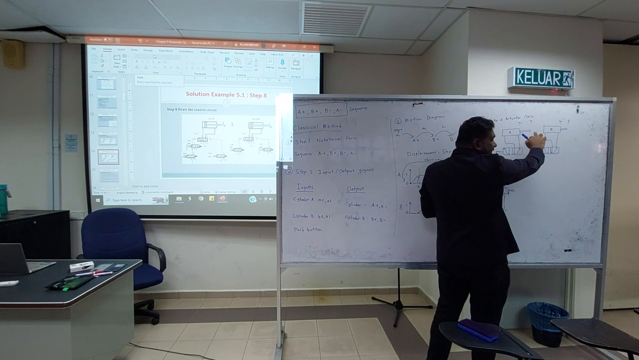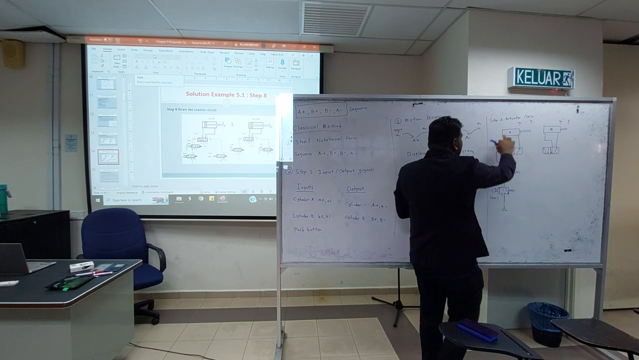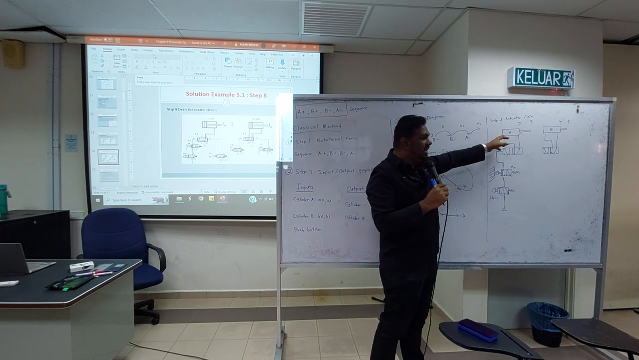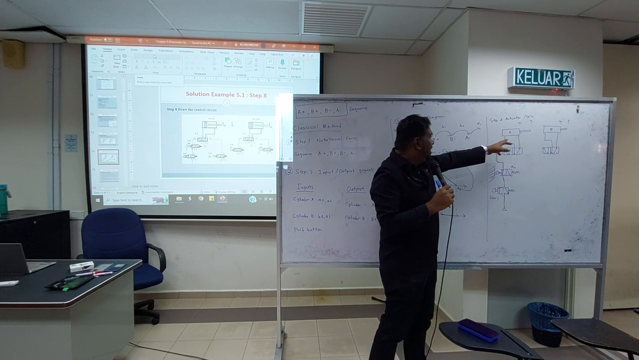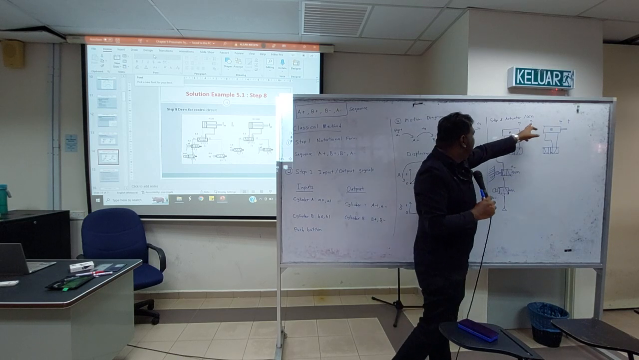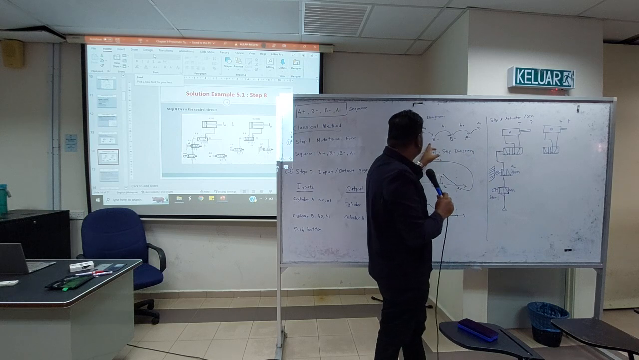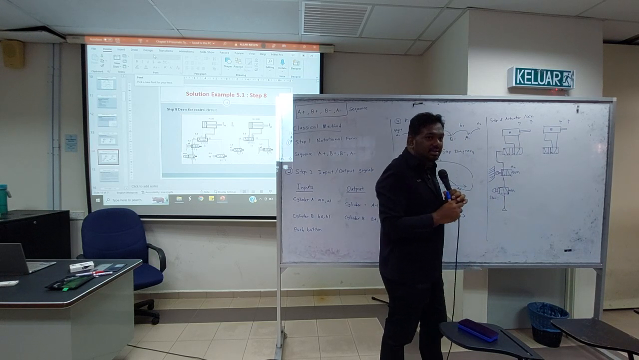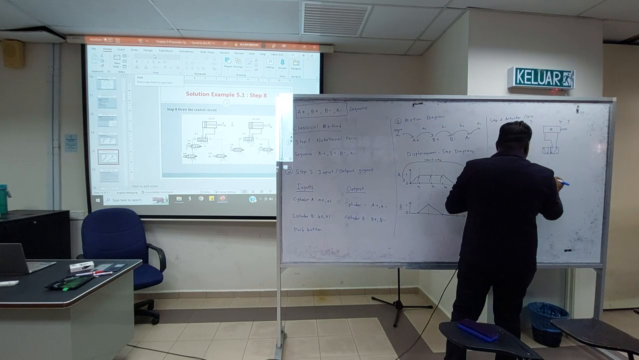Your cylinder A already extend. Cylinder A extend, apa yang akan on? So which sensor akan on? A1. So A1, so next sequence. So kalau A1 dah on, so the next sequence is cylinder B kena extend. So where it must be? So it must be connected to this side.